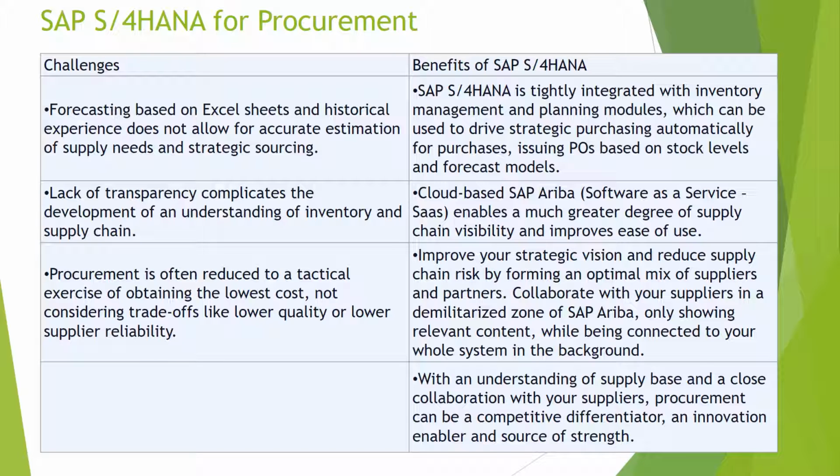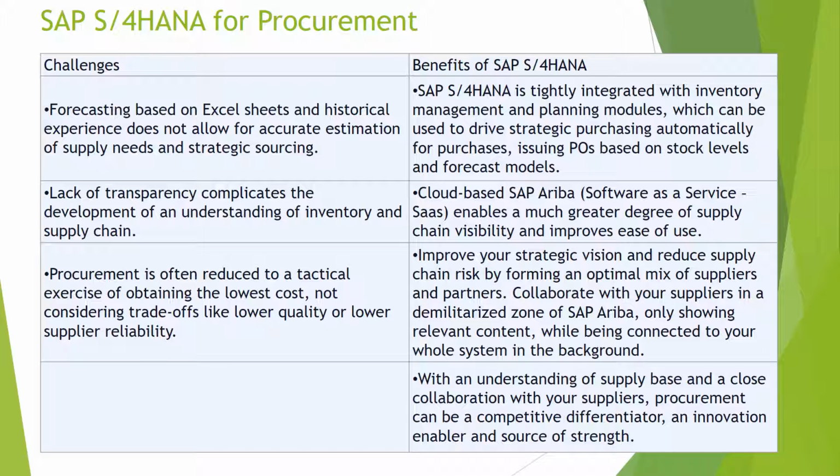And if you think about benefits of SAP S/4HANA, after SAP S/4HANA is implemented in the system, the cloud-based SAP Ariba, that is software as a service (SaaS), enables a much greater degree of supply chain visibility and improves ease of use. And in challenges, we consider in the traditional system, procurement is often reduced to a tactical exercise of obtaining the lowest cost, not considering trade-offs like lower quality or lower supply reliability. Whereas the benefit of SAP S/4HANA is it improves your strategic vision and reduces supply chain risk by forming an optimal mix of suppliers and partners.